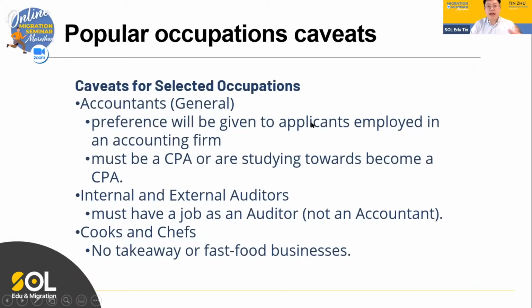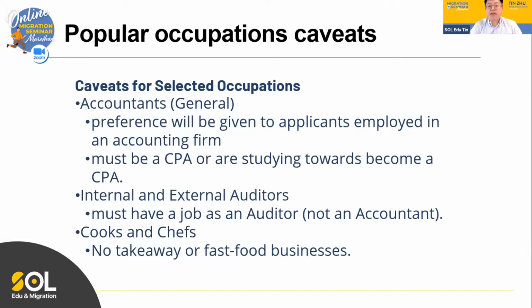So if you are nominating general accountant, internal or external auditors, or cooks and chefs, they have additional employment requirements. So if your nominated occupation is accountant, they prefer to invite those who are working in an accounting firm, like the big four accounting firms, KPMG, Deloitte, PwC, etc. And you must be currently a CPA member, or you're studying towards becoming a CPA. So this is quite competitive if your nominated occupation is accountant.